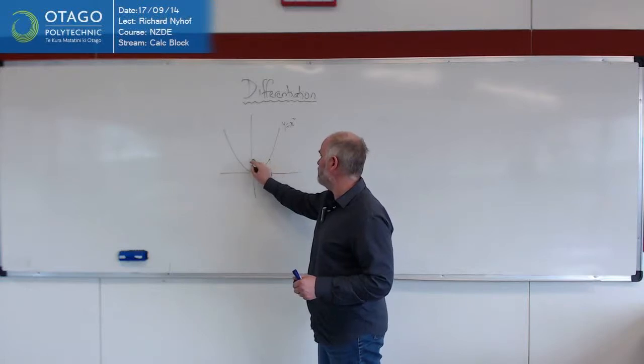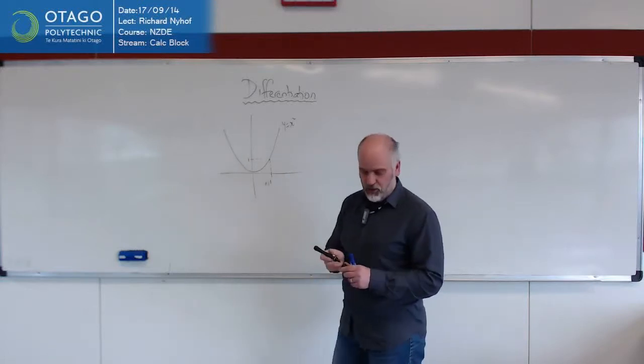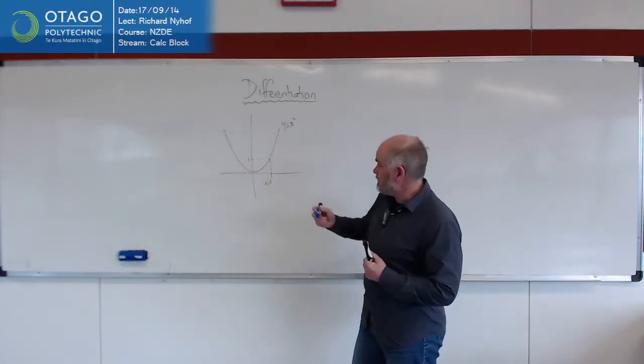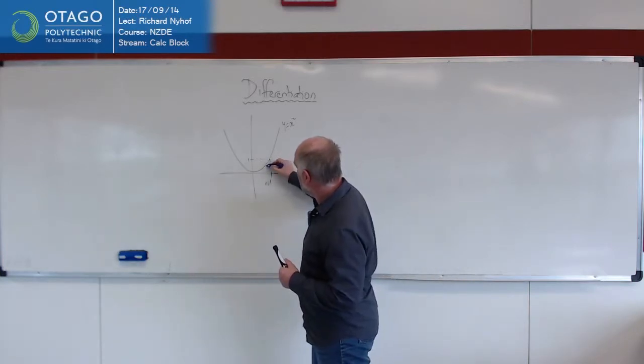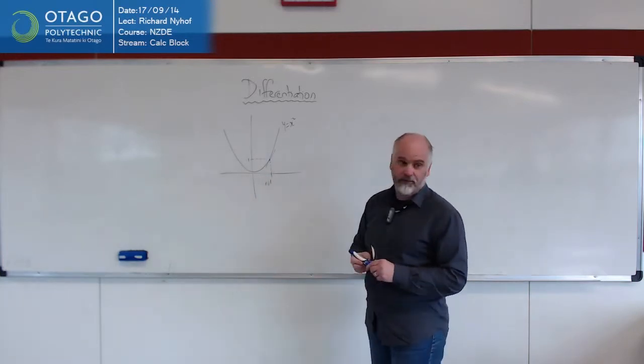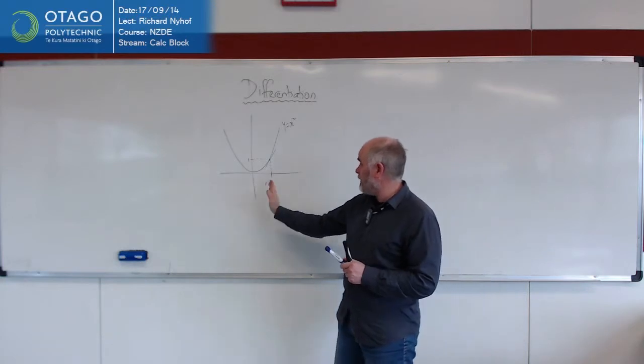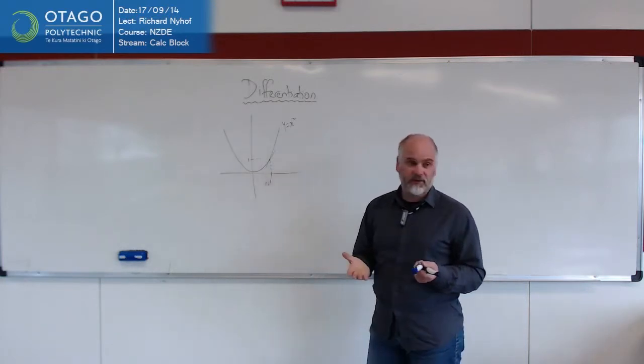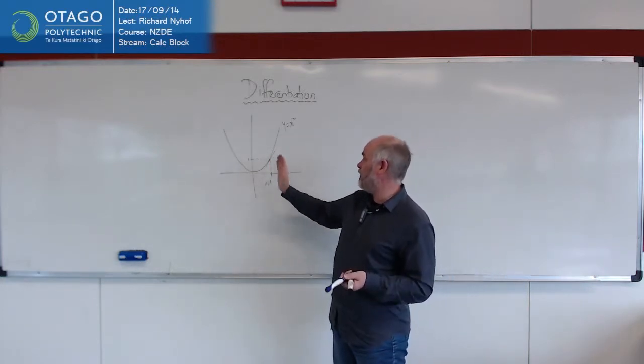y equals 1, 1 squared being 1. And the question we want to find out is, what is the slope at this point? So how steep is that line? It's obviously positive, it's going uphill, but how steep is it? Is it going up 1 to 1 at that point, or 2 to 1?